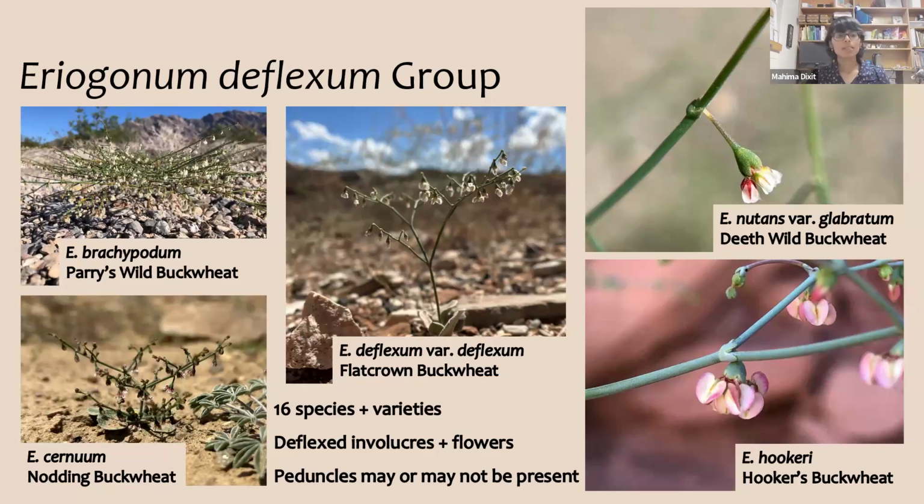So I actually began my study by focusing on this group of 16 species and varieties within what is called subgenus Ganysma, that have these upside down or deflexed flowers and involucres. So that's kind of pictured here. And they may or may not have these structures that are called peduncles, and peduncles are these stalks to the involucres. But if they do have peduncles, they're always hanging upside down.